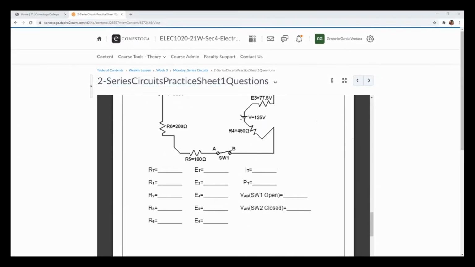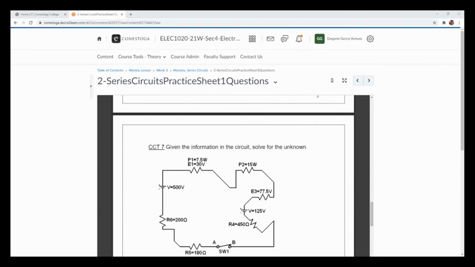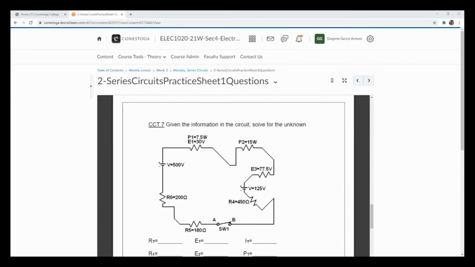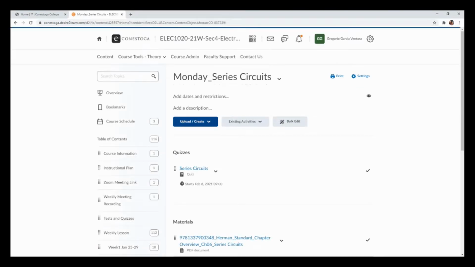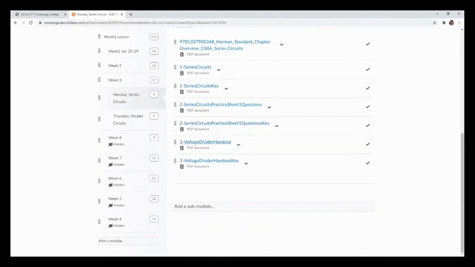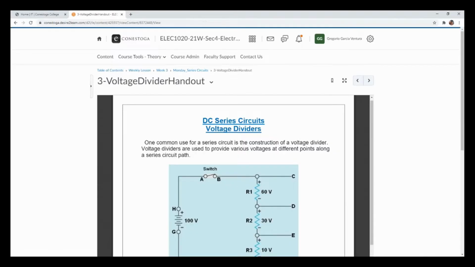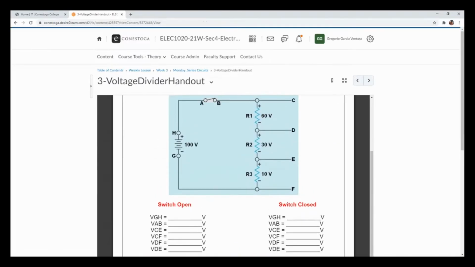So I'm just going to leave this other one for you, but that's for your spare time, after we finish this class. I know you have another class, but please, between today and tomorrow, make sure you go to that circuit over here. Now, something that I want to cover with you is this other circuit, which is called the voltage divider handout.